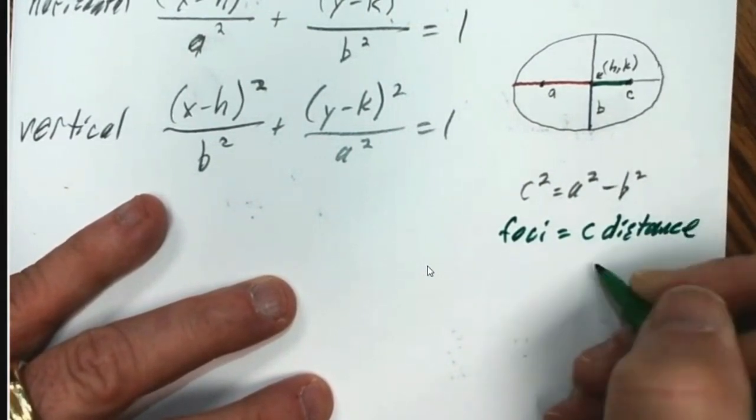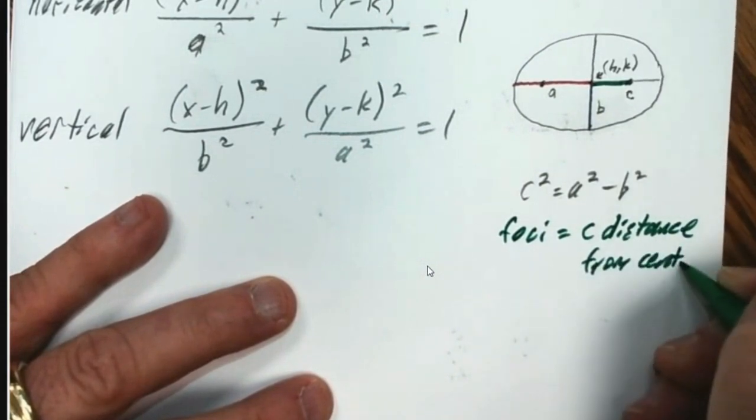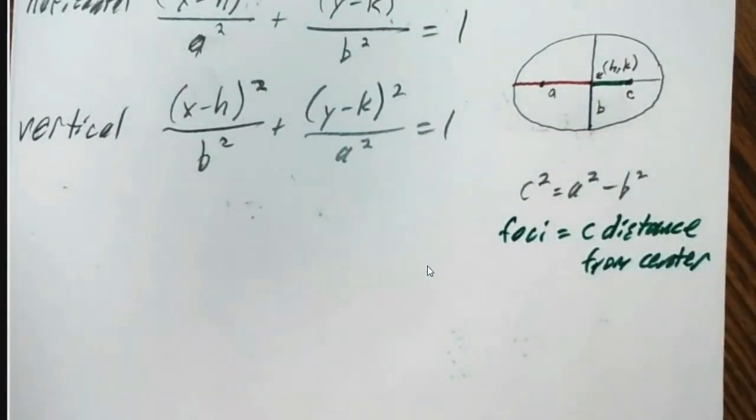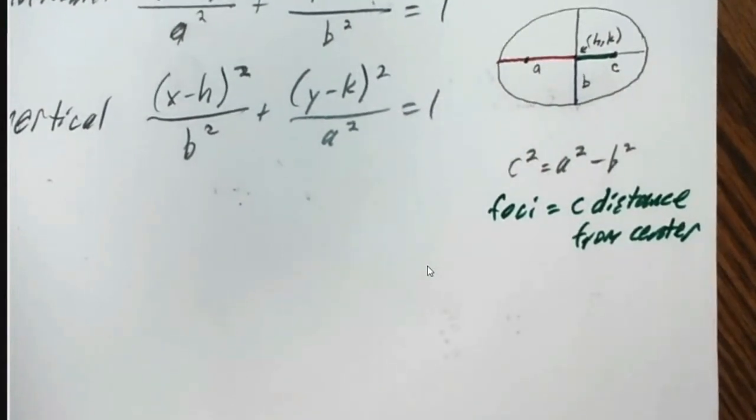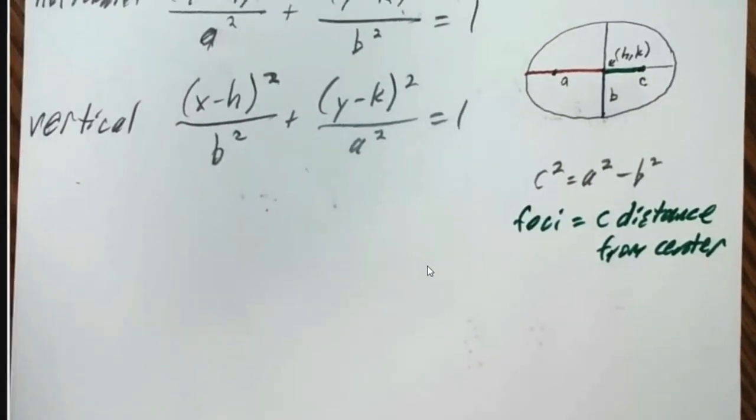C distance from center. All right, so that's the distance, and it's always on the major axis. And you're like, man, I've always just drawn ovals. I didn't know this was so complicated. There's a math to everything, guys. There's a math to everything. So that is our distance to find the focal points, or the foci.